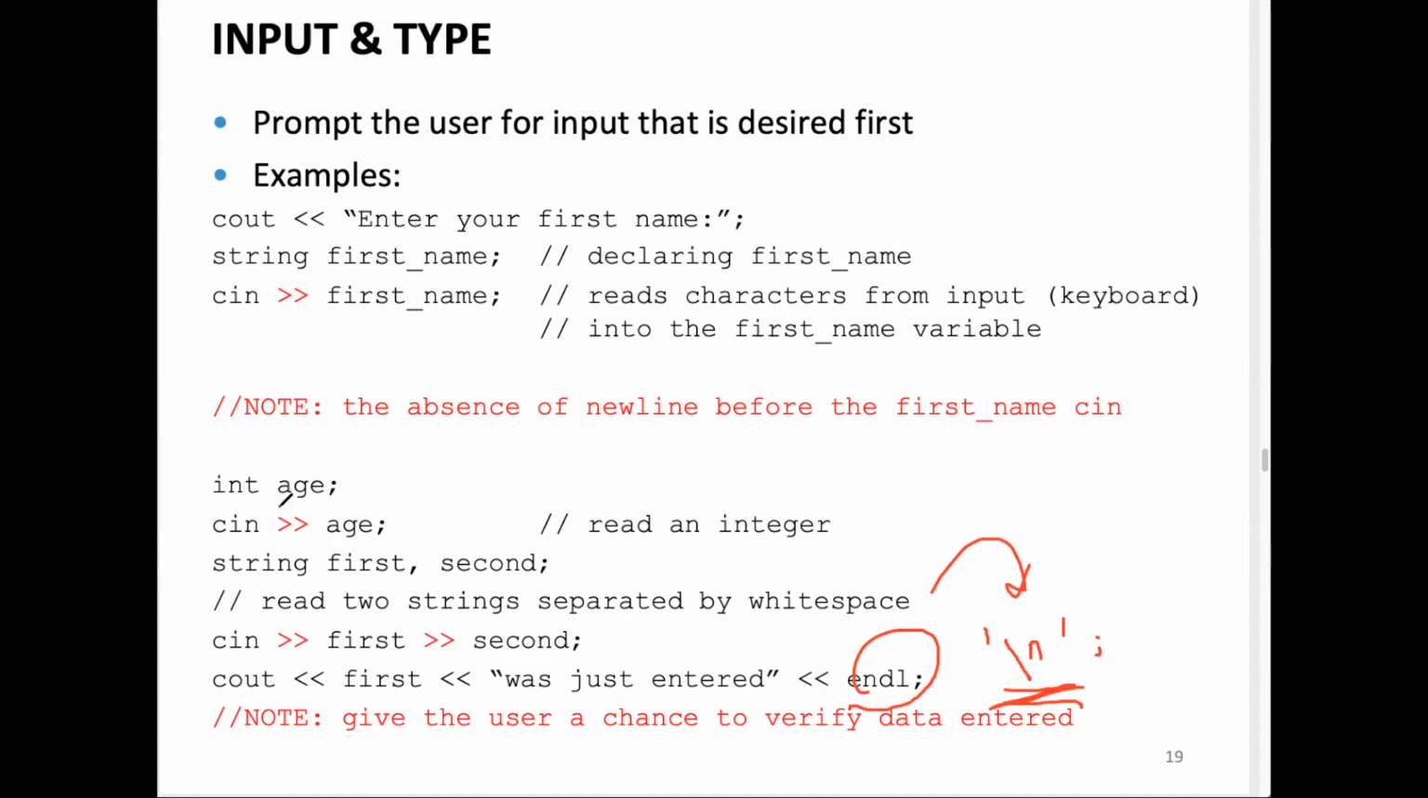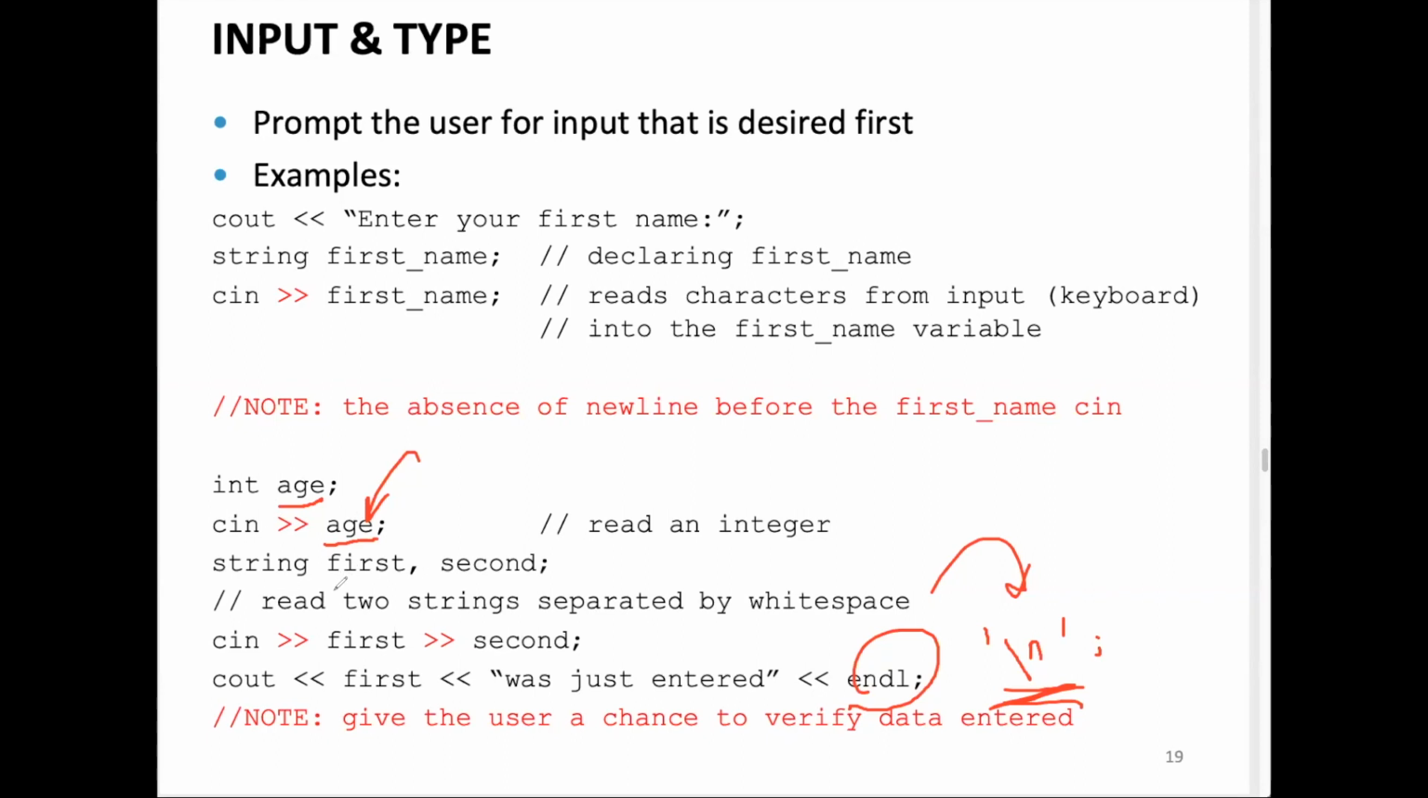Let's say you declare this age integer, and you're typing something in there. That something from your keyboard has to be an integer, right? Let's say you type in some string, this is going to give you an error. So you have to make sure that these are type matched.